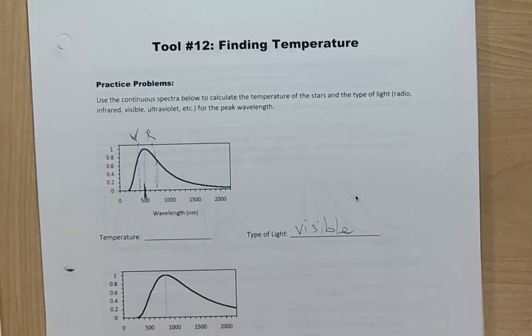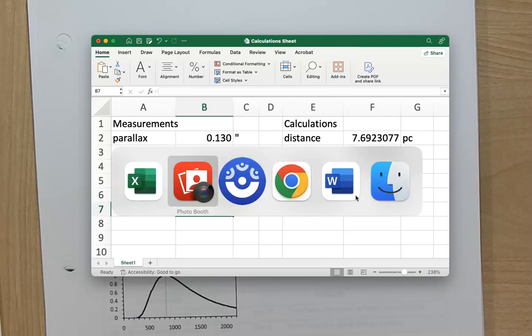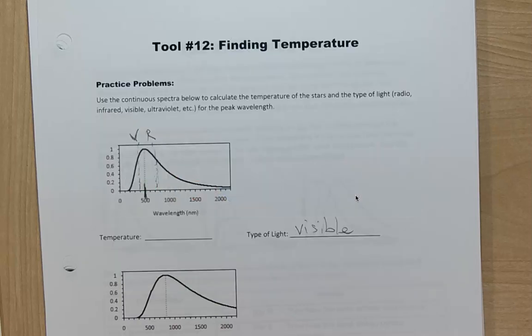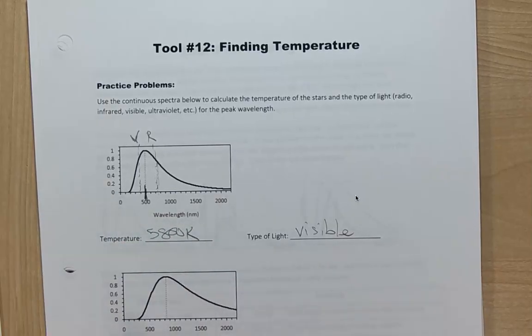All right. How hot is that? Let's let our spreadsheet do the math for us. If that star is peaking at 500 nanometers, then that star is 5,800 Kelvin.